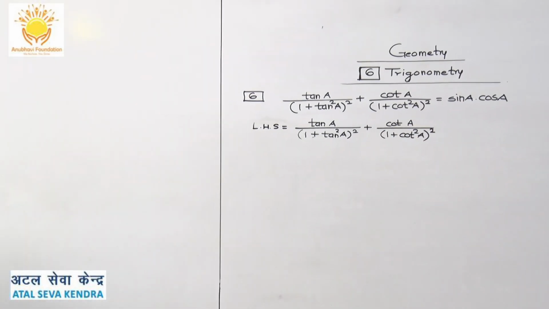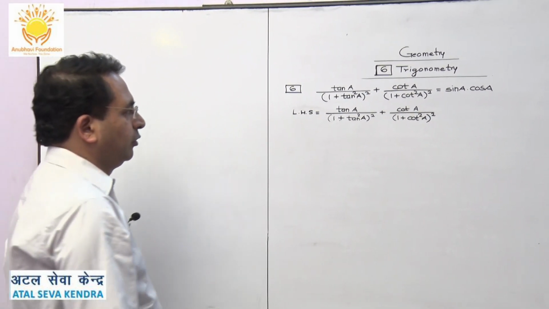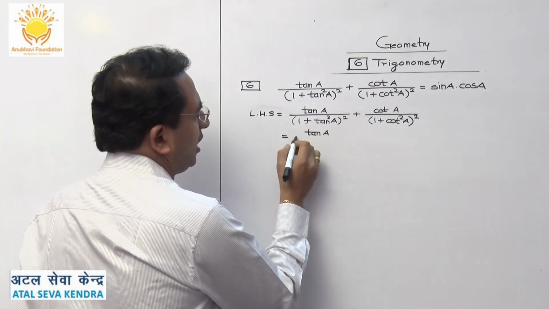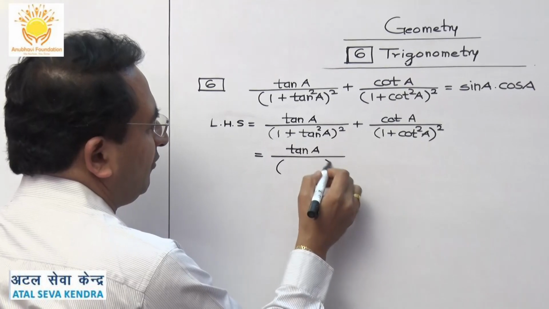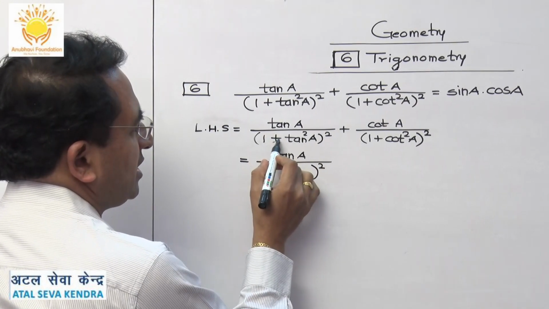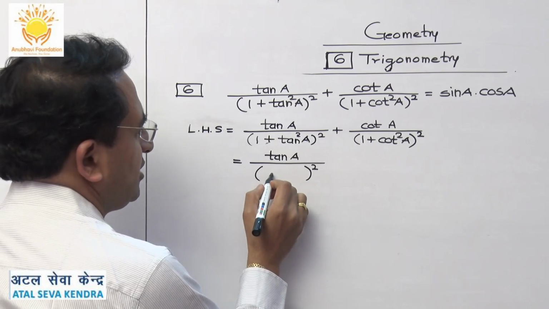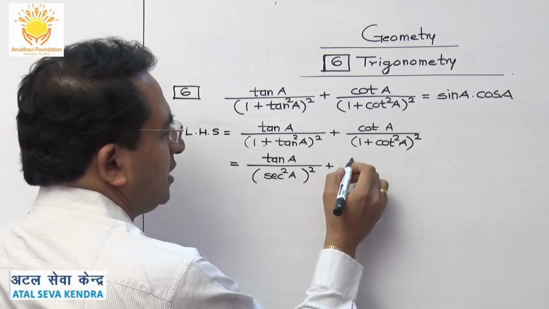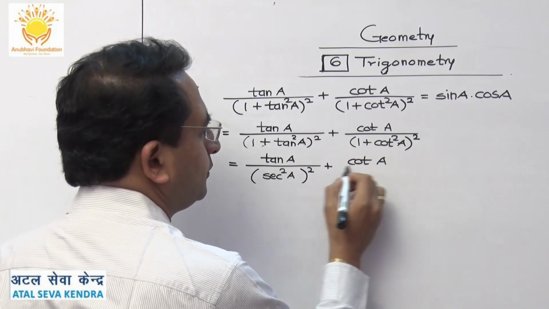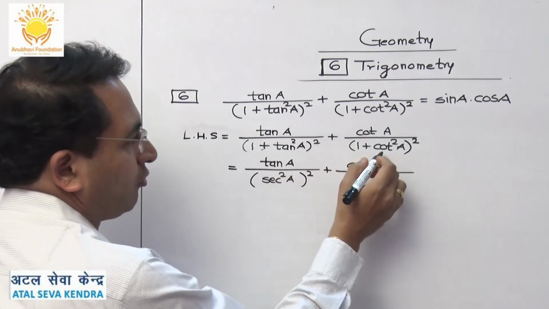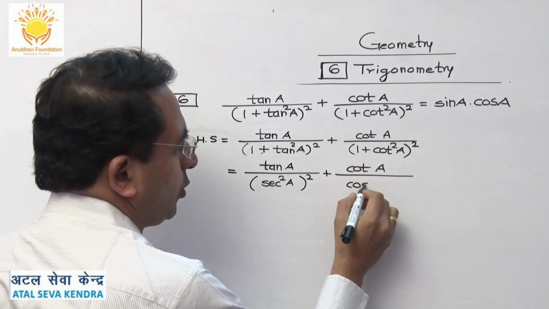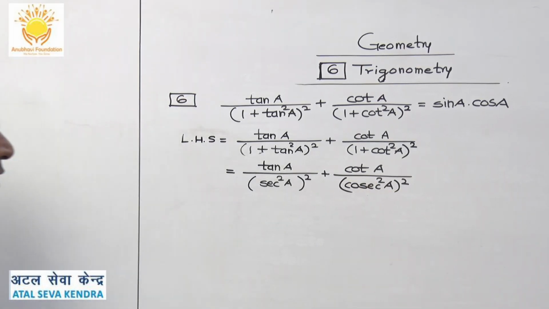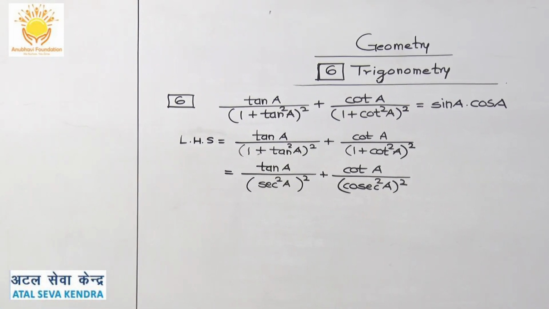Now first of all we apply the basic formula for 1 plus tan square theta. This is tan of A upon, now I am writing a formula for this, 1 plus tan square theta is going to be sec square theta, plus this is cot of A. Now I will apply the formula for cot square. 1 plus cot square is cosec square, bracket square. So I am just reducing that format one by one.